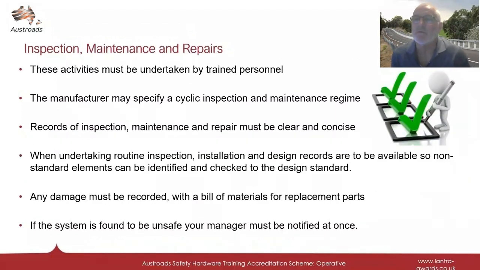Inspection, maintenance and repairs. These activities must be undertaken by trained personnel. The manufacturer may specify a cyclic inspection and maintenance regime. Records of inspection, maintenance and repair must be clear and concise. When undertaking routine inspection, installation and design records are to be available so non-standard elements can be identified and checked to the design standard. Any damage must be recorded with a bill of materials for replacement parts. If the system is found to be unsafe, your manager must be notified at once.